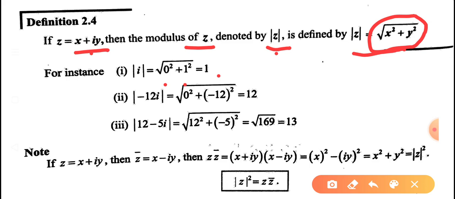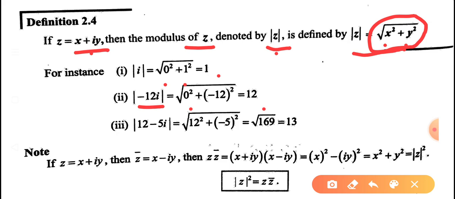Second example, modulus of minus 12i. Here also the real part is 0. In our formula, square root of x square plus y square means real part square plus imaginary part square within the square root. Here the real part is 0, so 0 square plus the imaginary part minus 12, so minus 12 whole square. Minus square is plus, so the answer is 12 square, and the square root of 12 square is equal to 12.